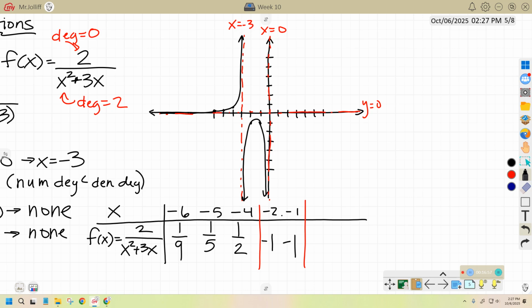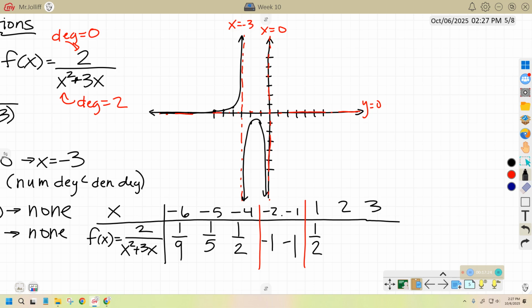All right, last chunk. I need numbers bigger than 0. 1, 2, 3, because those are in order and they make sense. And we repeat the process. We plug them into the equation. 1 squared is 1. 3 times 1 is 3. 1 plus 3 is 4. 2 divided by 4 is 1/2.